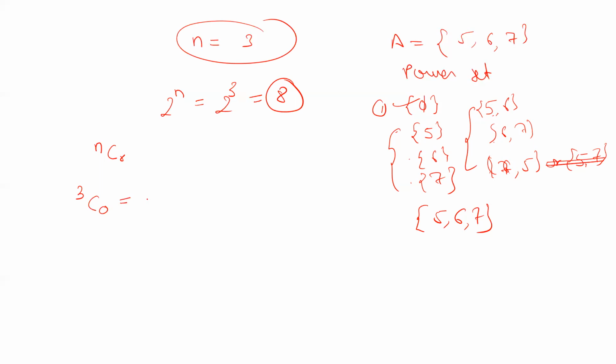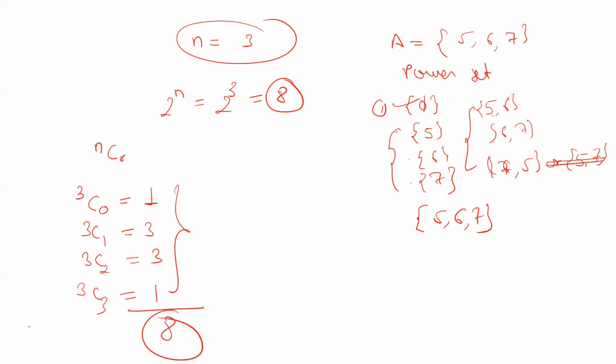3C0, if you find the value of this by using the nCr formula, you will be able to figure it out. The value will become 1. Similarly, 3C1, the value will become 3. Similarly, 3C2, the value will be 3 again. And for 3C3, the value will be 1. If you add all of them, you will get 8. Or we can say the power set will be equal to 8, or the number of combinations that can be possible will be equal to 8.